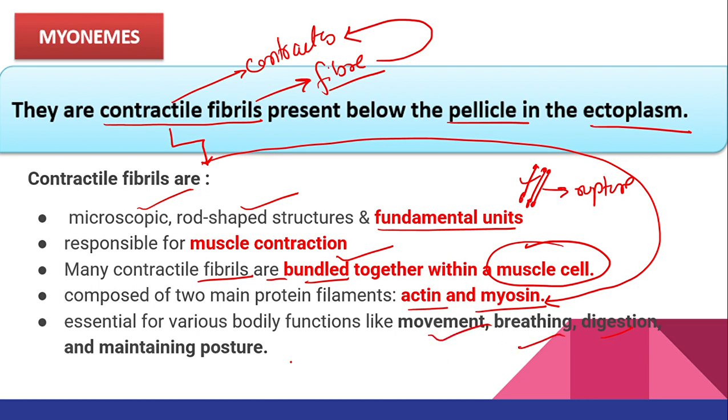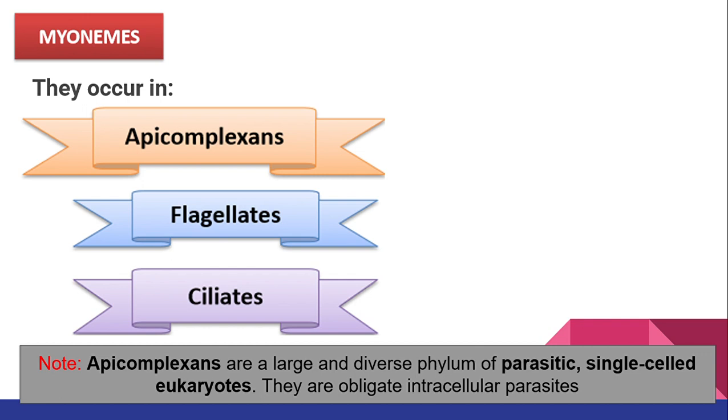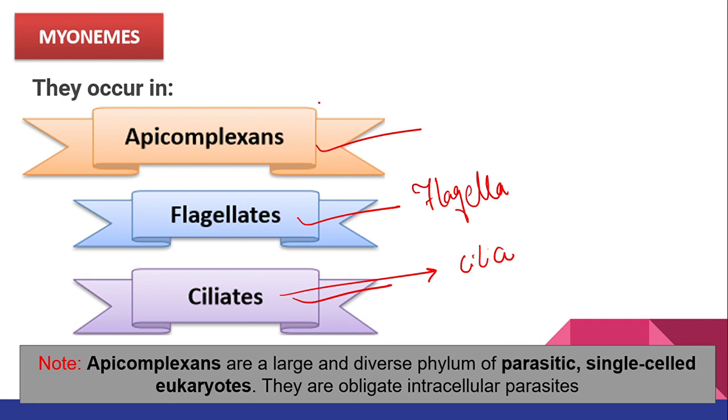Now what is the function of it? It helps in the movement, breathing, digestion and maintaining the posture. Whatever activities you are doing class, it is happening because of the contraction and relaxation of your muscle. Okay, here in myonemes, it is the contractile fibers which are contracting. Where will you see myonemes? You will see in apicomplexan, then flagellates and ciliates. Who are ciliates? Organisms which have cilia. Who are flagellates? Organisms which have flagella.